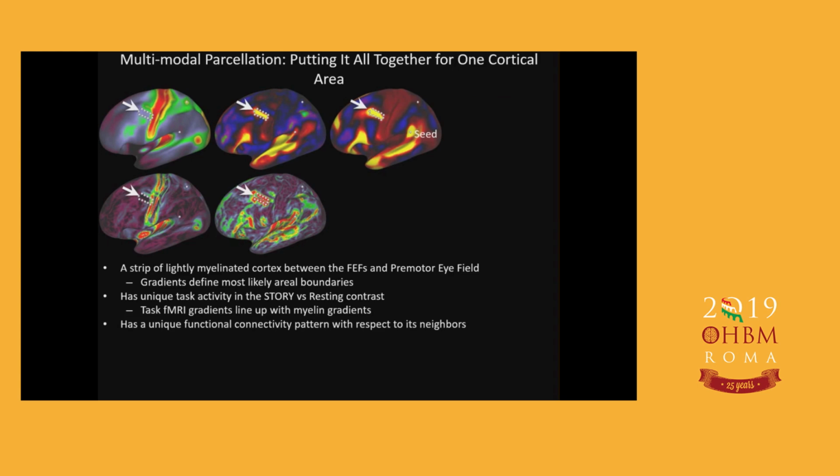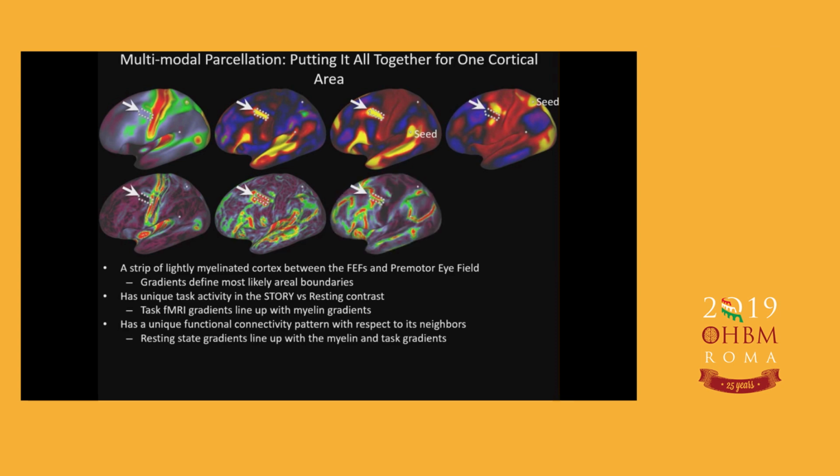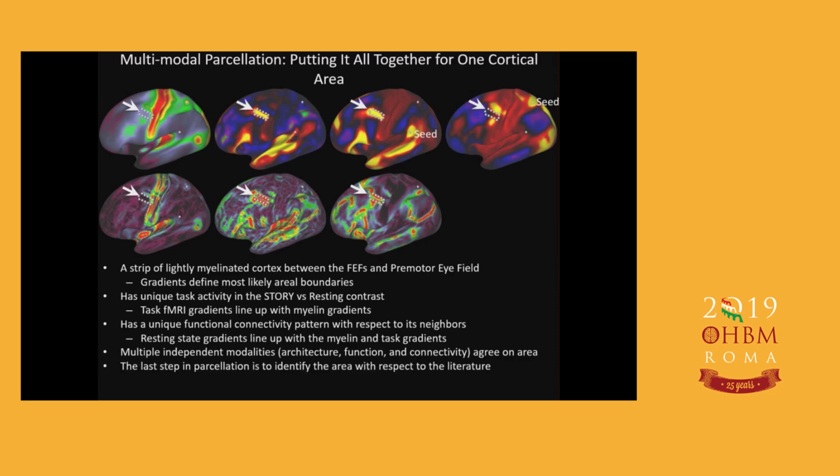If you put a seed here in the perisylvian region, we can see we've got selective connectivity to that area, not its neighbors. But if we put a different seed here up in the interparietal sulcus, where this myelin hotspot is, we've got connectivity to the two eye fields, but not to 55B. And so, as you saw already in the previous slide, we've got strong gradients around this area. So multiple independent modalities, architecture, function, and connectivity are all agreeing on an area.